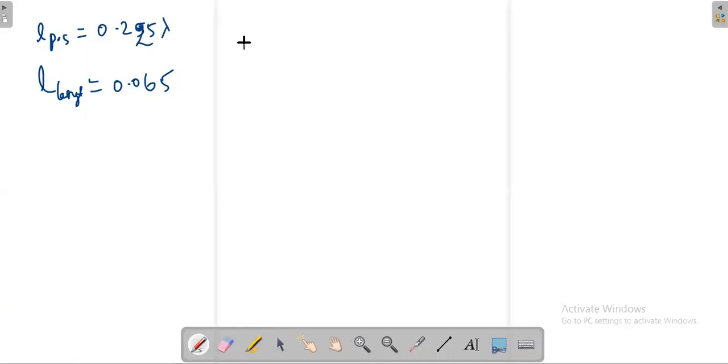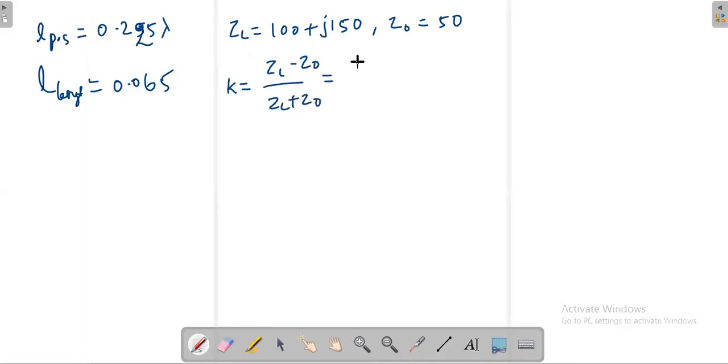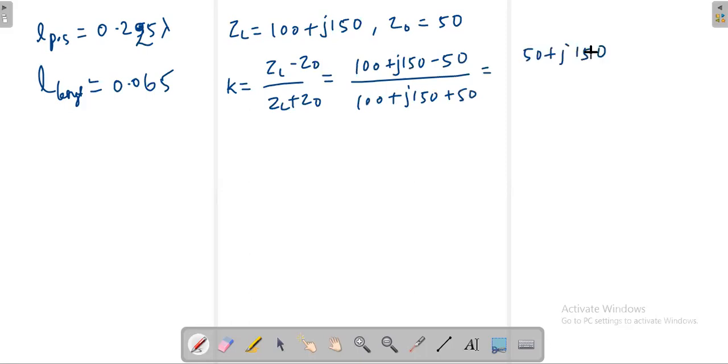Now what is the reflection coefficient for our case? For our case, ZL is equal to 100 plus j150, correct, sir? Z0 is equal to 50. Somebody please use the calculator and tell me the correct answer. What is ZL minus Z0 over ZL plus Z0? That is 100 plus j150 minus 50, divided by 100 plus j150 plus 50, which is 50 plus j150 divided by 150 plus j150.